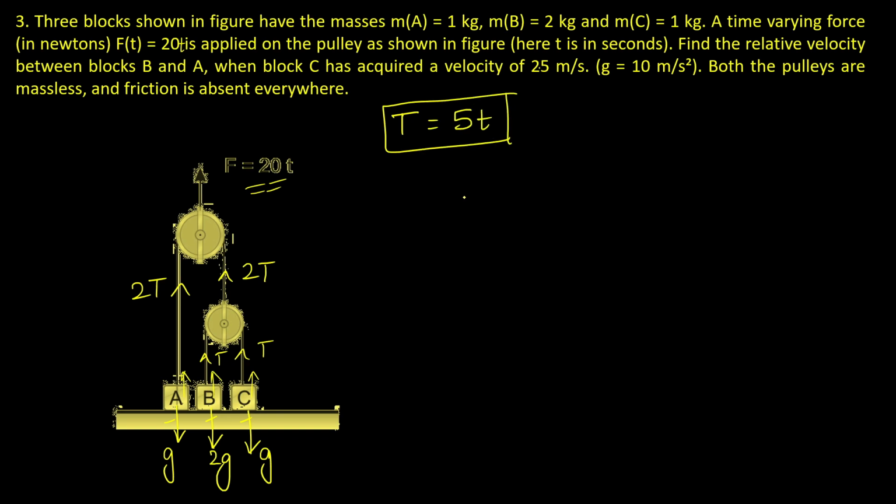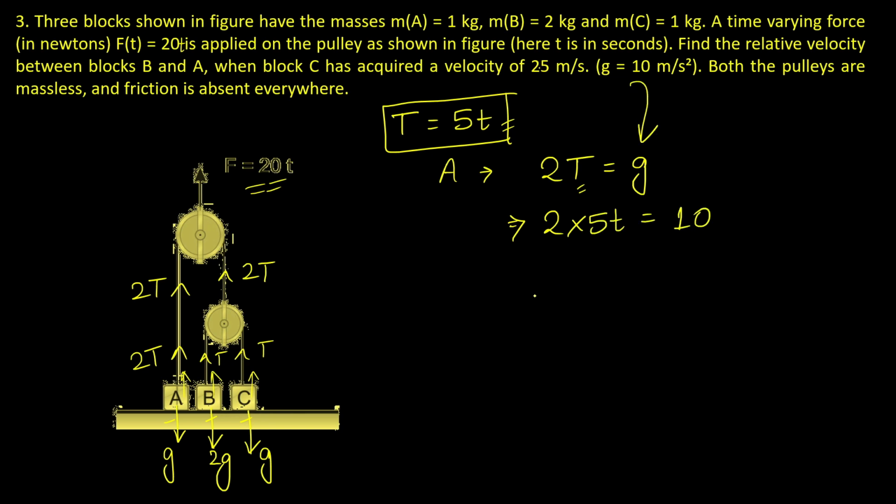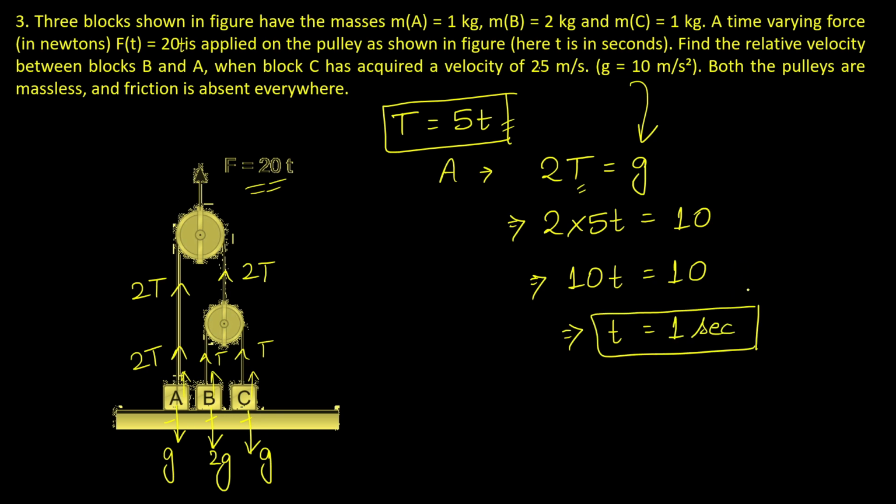Now for finding the time for each of these blocks A, B and C when they are going to move in the upward direction, we need to write the force balance for these three blocks, neglecting the normal reaction, because then only it is going to move. So for A, this is 2T, and this 2T is equal to G. So 2T is equal to G, and we know that this capital T is equal to 5t. So 2 multiplied by 5t is equal to 10, because this G is 10 meters per second square. So 10t is equal to 10, or t is equal to 1 second. So block A is going to move after 1 second.